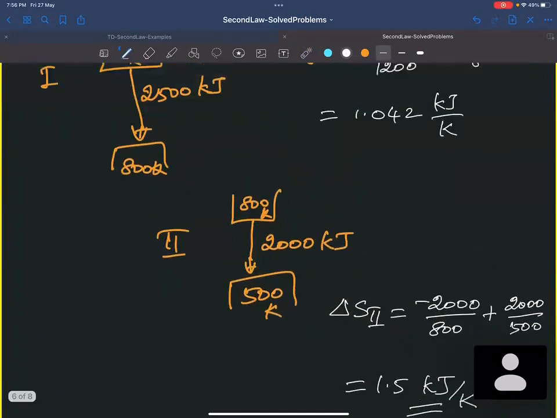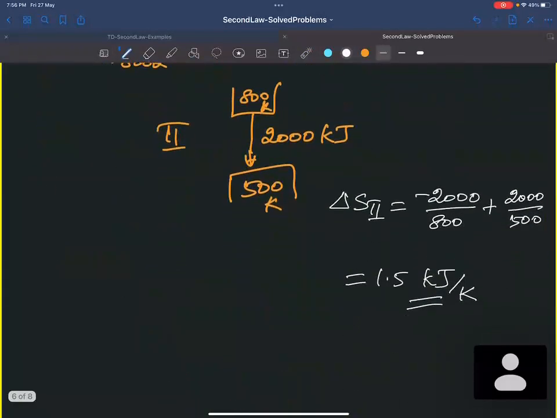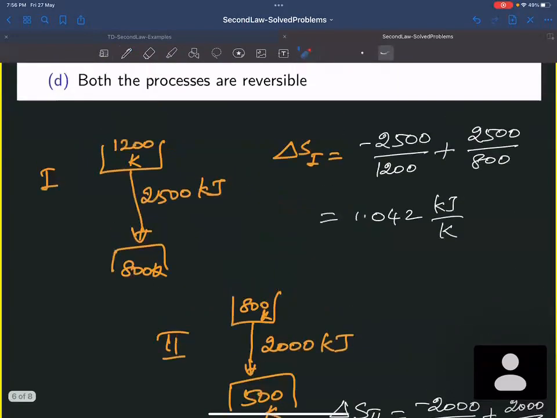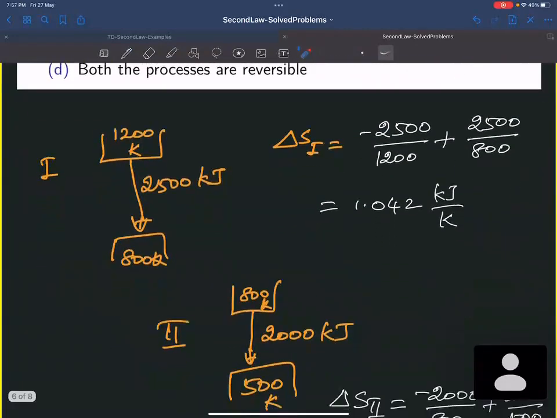So you can definitely say which is highly irreversible based on the entropy amounts. Delta S is higher for process 2. So process 2 is more irreversible than process 1. B is the correct answer. Is it fine? Is it acceptable to you? Correct? Yes, sir. Fine. Thanks for the reply.